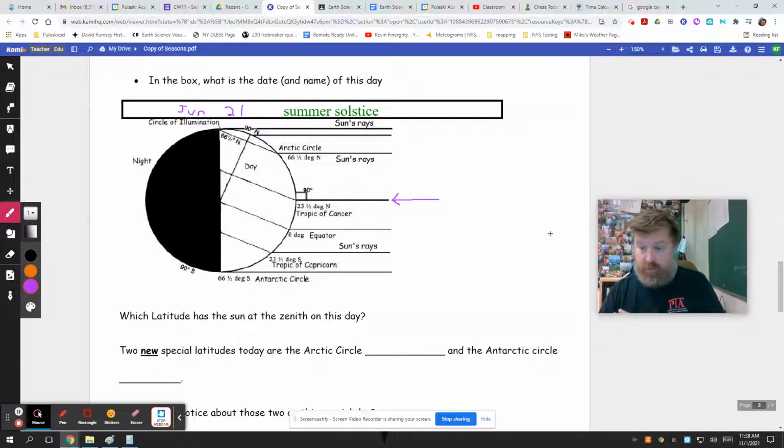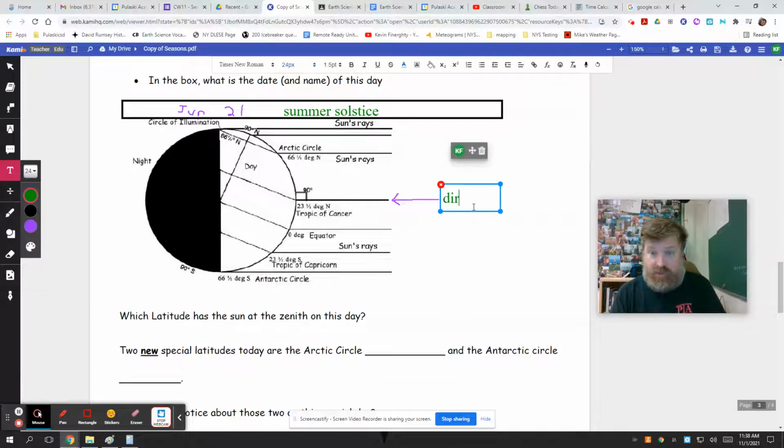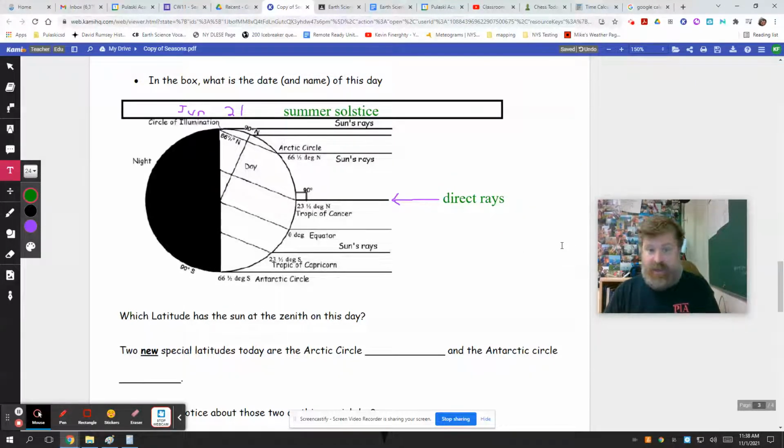And again, zero days in New York will the sun ever be directly overhead. It's got to be in between these two lines that we're about to talk about right now. In fact, this is the definition of the solstice. On June 21st, the summer solstice, the sun is directly hitting 23.5 degrees north, the Tropic of Cancer. Those are the direct rays. It's going to be the most intense sunlight that the planet gets that day at that spot. If you were there at solar noon, you would have no shadow.